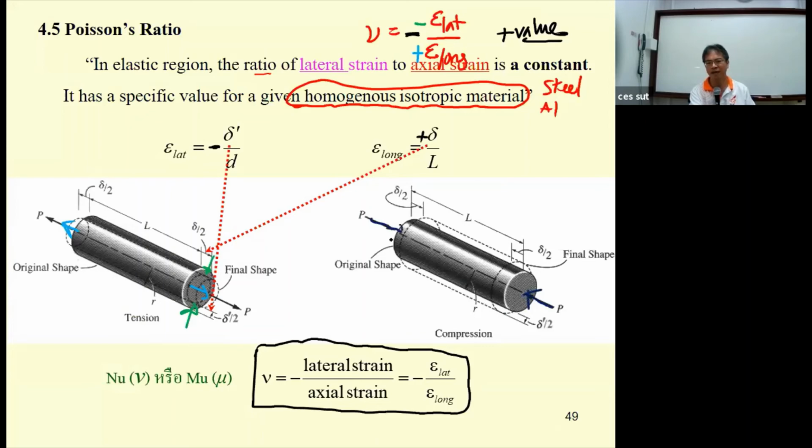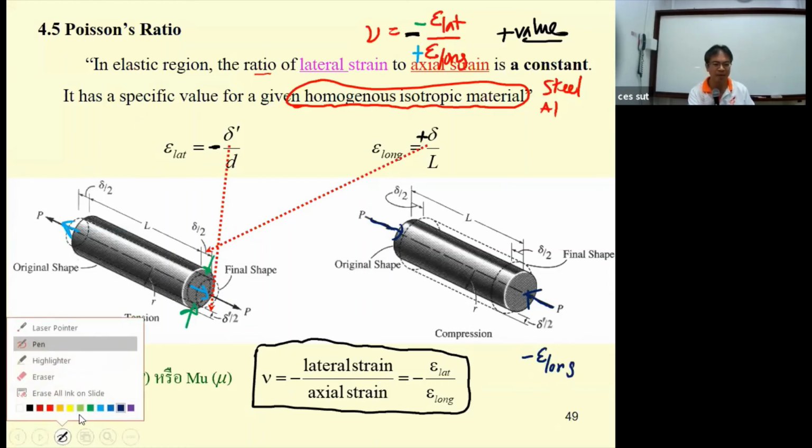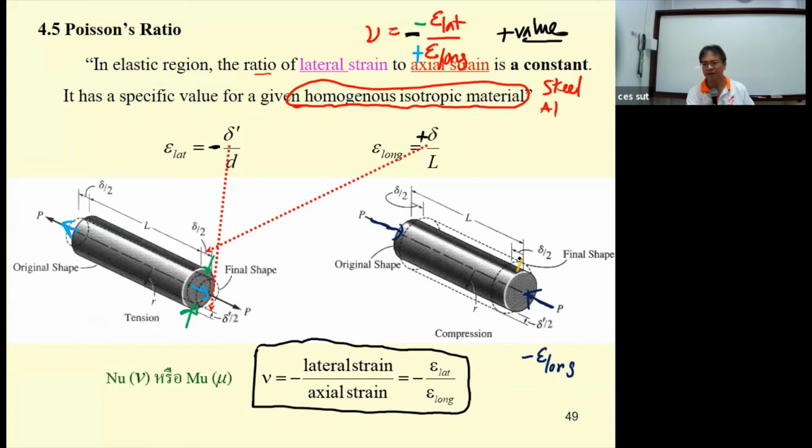When you compress it, the strain in the longitudinal direction is going to be negative, and at the same time you can see the lateral direction gets a positive lateral strain. So the negative is going to be important again. So the Poisson ratio always has the negative in front of the equation.